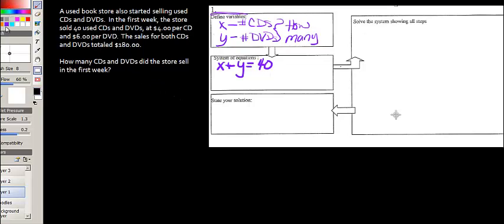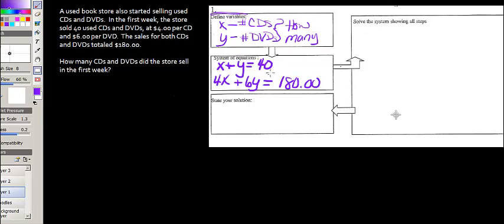The next thing we're going to look at up here is the $180. They sold $180 worth. So you have to think to yourself, how much did they make on DVDs and how much did they make on CDs? The CDs cost $4 and we sold X. So 4 times the number we sold would tell us how much money we brought in from them. Likewise, the DVDs are $6. So 6 times the number of DVDs that we sold tells us how much money came in from DVDs. If I add the money from CDs and the money from DVDs together, I find the total of $180.